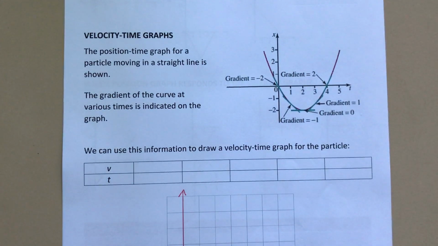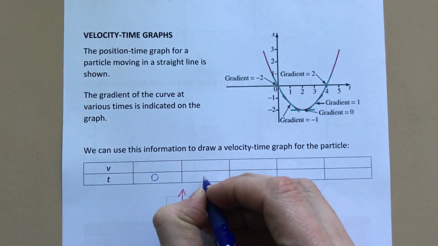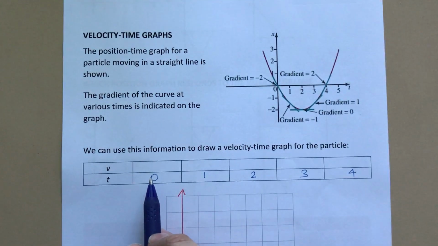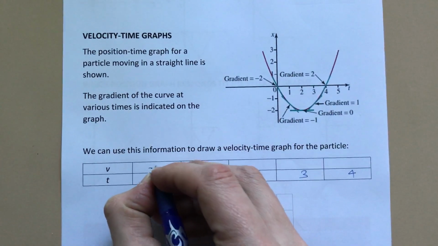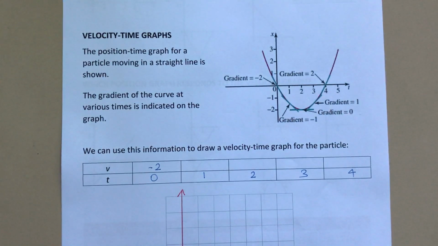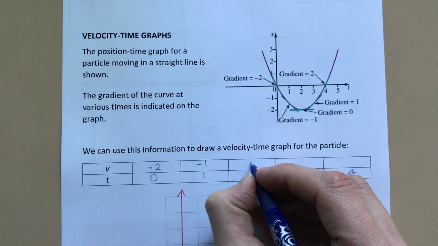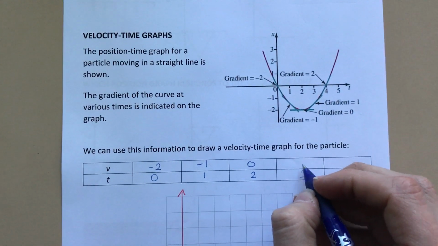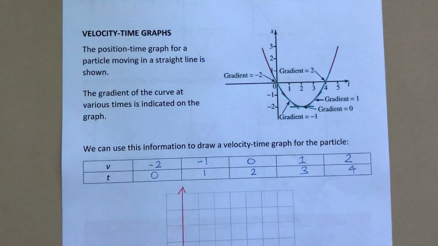What we can do with that information now is make a table of values and look at plotting those. So at time t equals 0, 1, 2, 3, and 4, we can look at how fast he was moving. We can read that off the gradient of the graph here. At time t equals 0, Reese's velocity was minus 2 meters per second. At time t equals 1, it was minus 1 meter per second. At time t equals 2, he's here and his gradient is 0. At t equals 3, he's walking at 1 meter per second. And at t equals 4, he's walking at 2 meters per second.